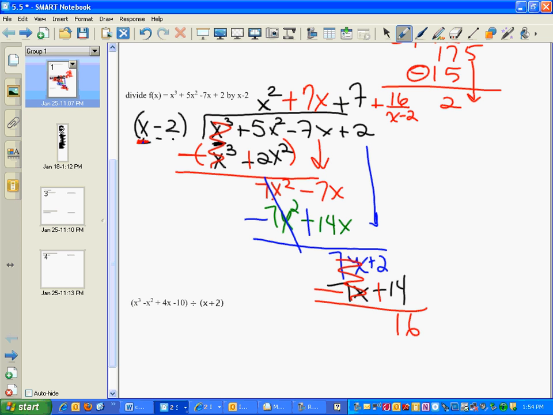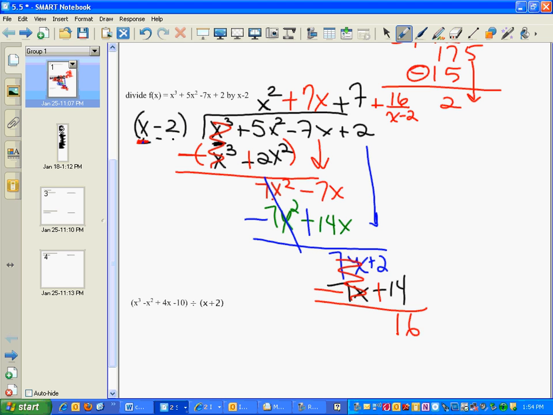Does that make sense? Sure, because 16 is positive. What am I going to do with that remainder? Am I adding it or subtracting it? And it's determined by whatever this value is down here.